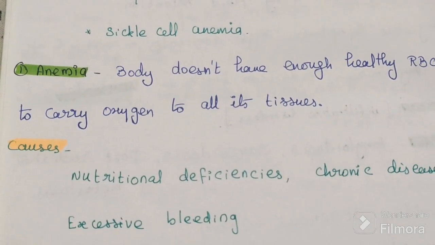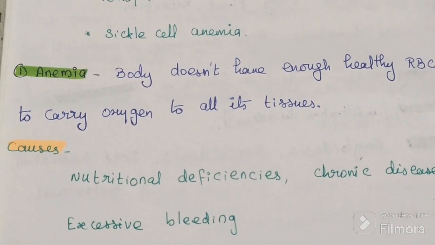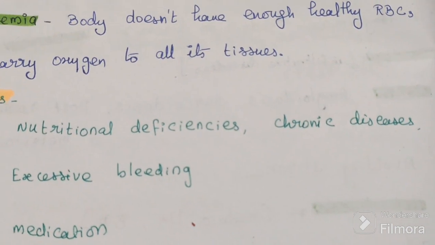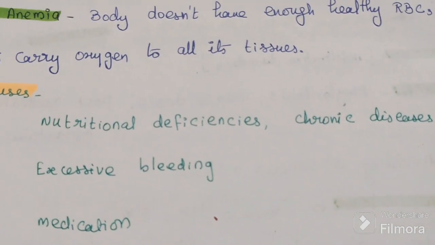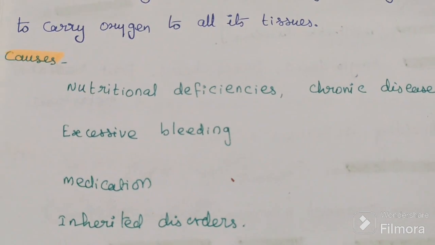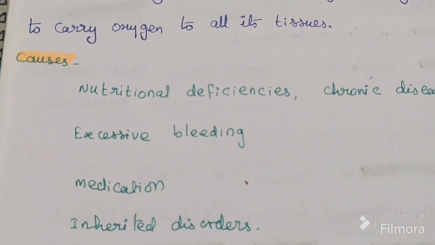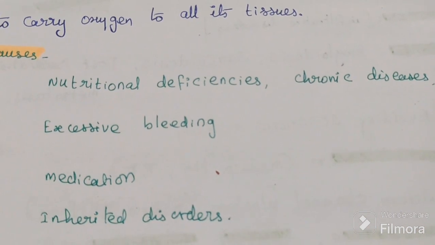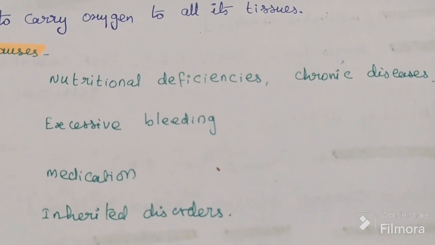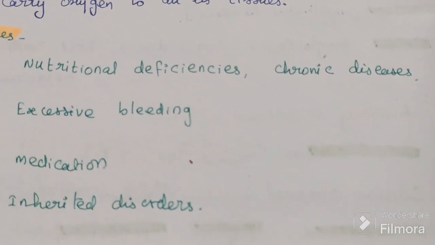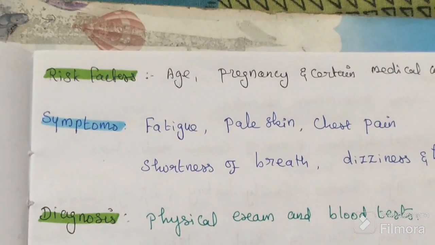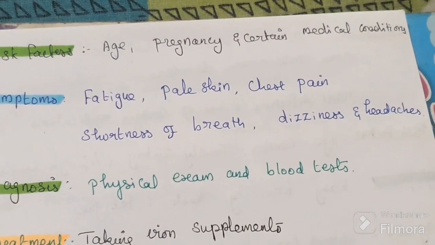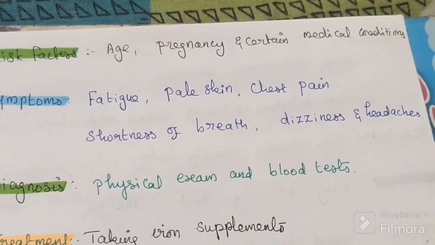Then what are the things that cause anemia? It can be caused by a variety of factors: nutritional deficiency, chronic diseases, excessive bleeding, medication, and inherited disorders. So nutritional deficiency, chronic diseases, excessive bleeding, medication, and inherited disorders will cause anemia. Next, what are the risk factors? Age, pregnancy, and certain medical conditions.